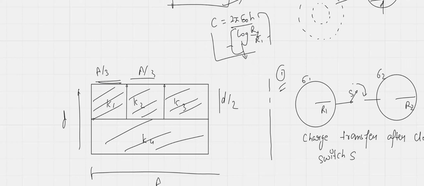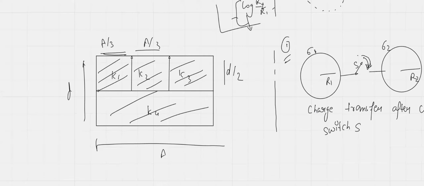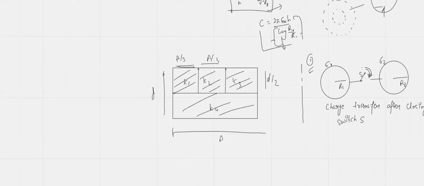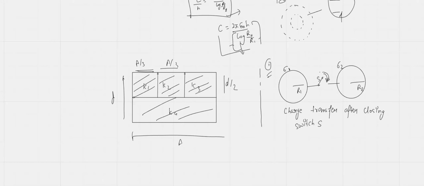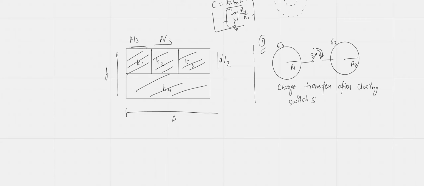In this configuration, basically, I have given you two spheres. It has charge density sigma 1, and it has density sigma 2. Radii are given. After the moment I close the switch, how much charge will be transferred, that you have to tell me. And for this, I'll give you a hint. Note this question, so it will be helpful for you to solve.